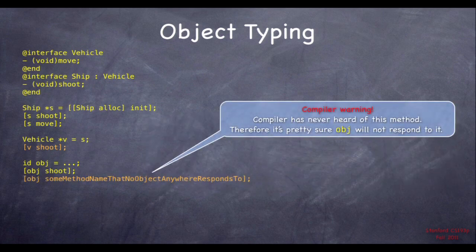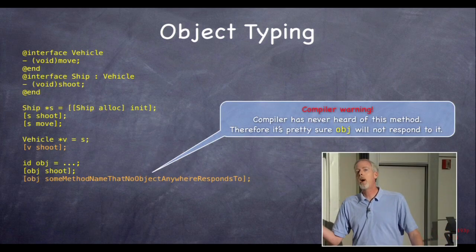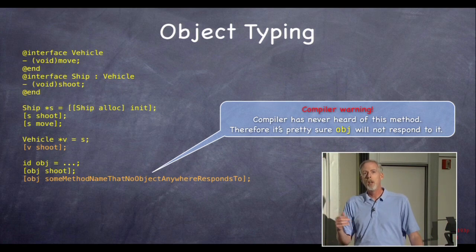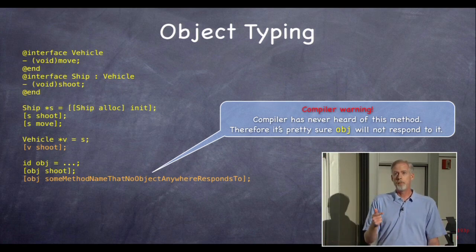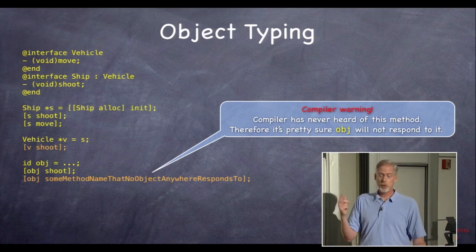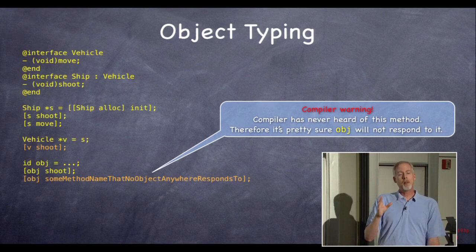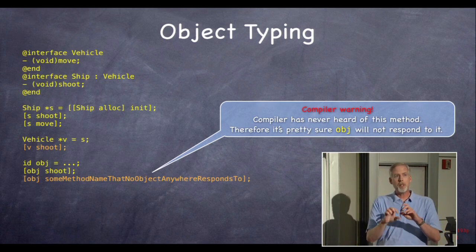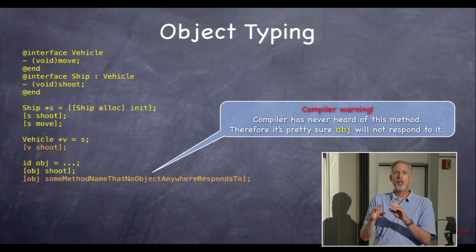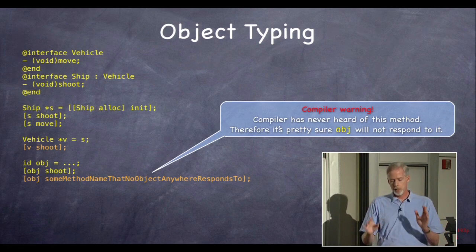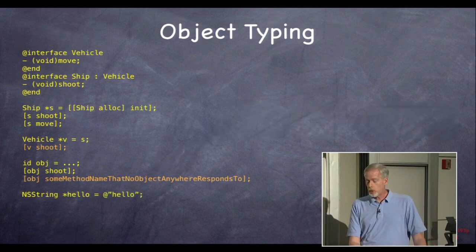What if I said object, some method name that no one responds to, some random garbage? That it would complain about, because the chances that obj really implements that method is next to nil. No pun intended. So some method name blah blah blah, the compiler is going to complain, which is good. So if you type a syntax error or you mistype a method, usually it's going to catch it, which is nice.